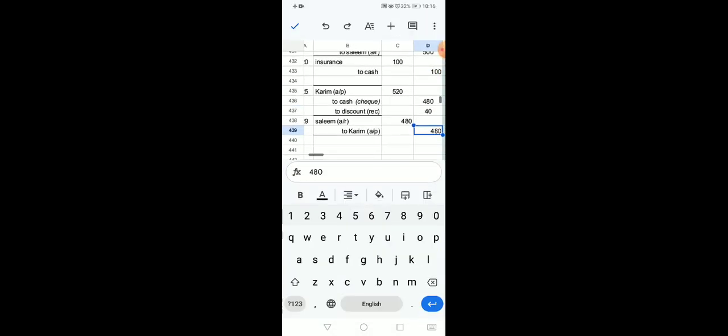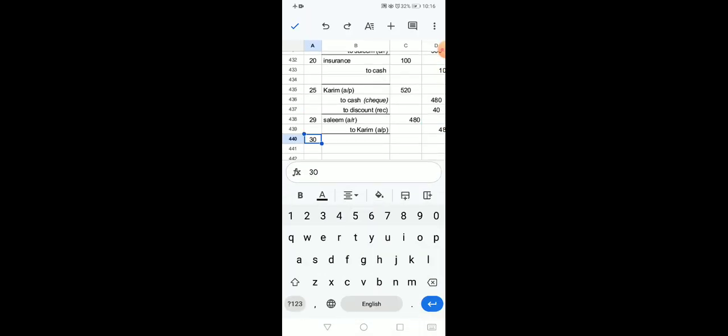Now let's see what is next for us, and that is entry number 30. It is saying deposited cash in excess of 490 into the bank. Deposited cash in excess of 490 into the bank. That means amount which is more than 490, put it into your bank account.